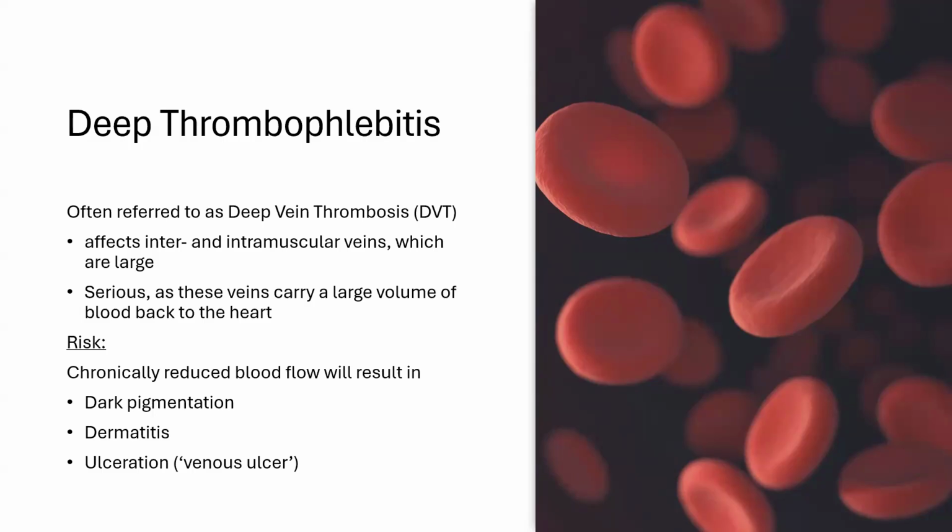The risk of a deep vein, deep thrombophlebitis, the risk of that is that it results in chronically reduced blood flow, which ends up causing dark pigmentation. It can cause dermatitis. In other words, the skin becomes inflamed, and then ulceration, what we sometimes call a venous ulcer.